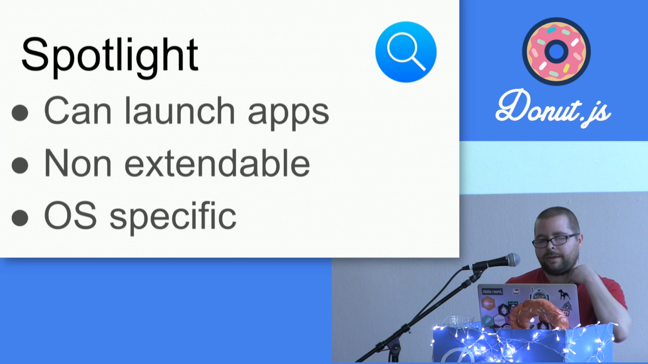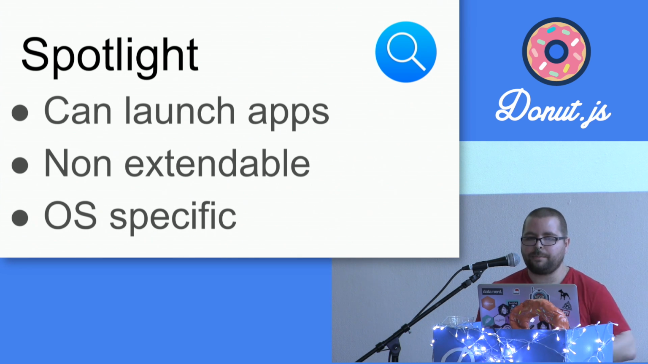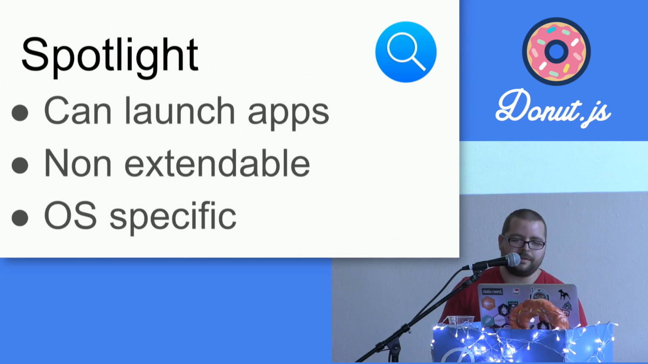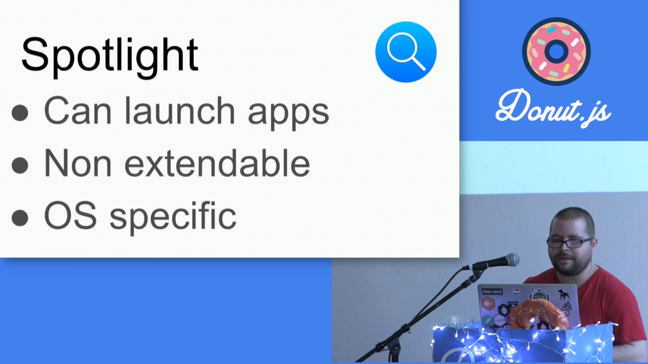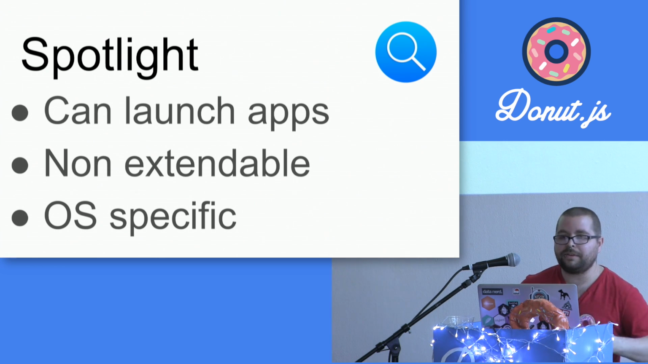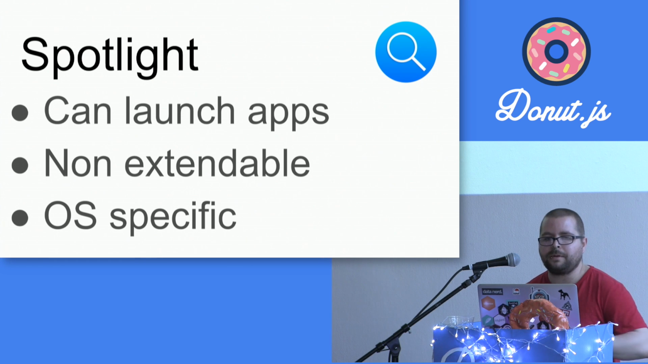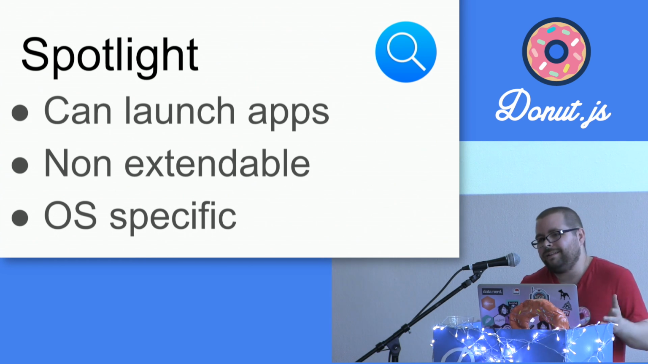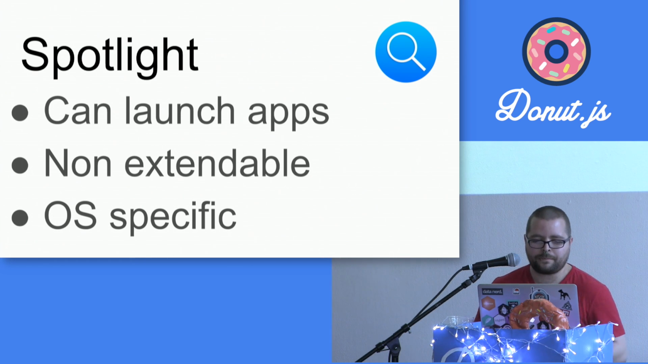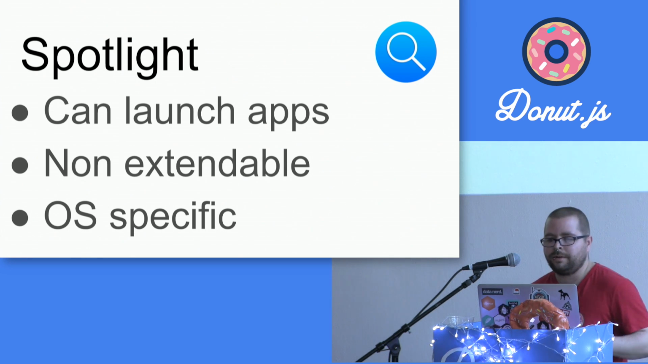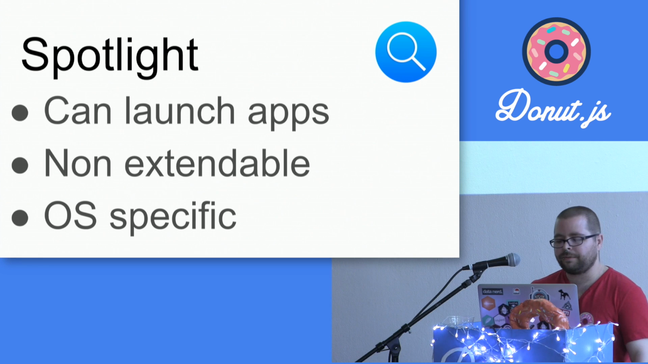So to go into it, I use a Mac, so I'm going to go to Spotlight first because it's what I've been using for a long time. One of the basic things it can do is launch apps, which almost all of these things can. It's kind of a boring feature, to be honest. You launch apps once and you're kind of done. The thing about Spotlight, though, is it's not extendable. If you want to make your own plugin for it, make it do your own functionality, you don't really have too many options with that. It's also obviously OS specific. It only works on Mac. You can't download it on your Linux or your Windows machines.